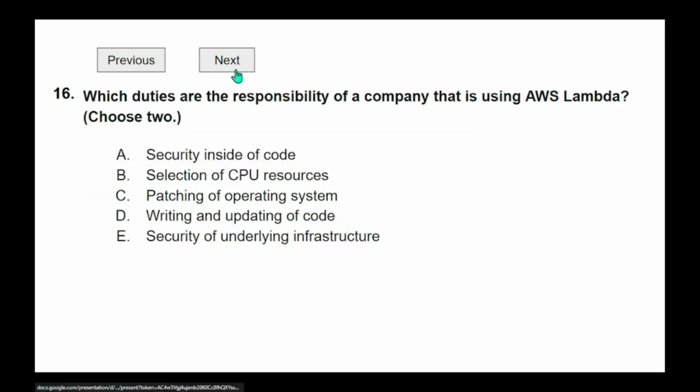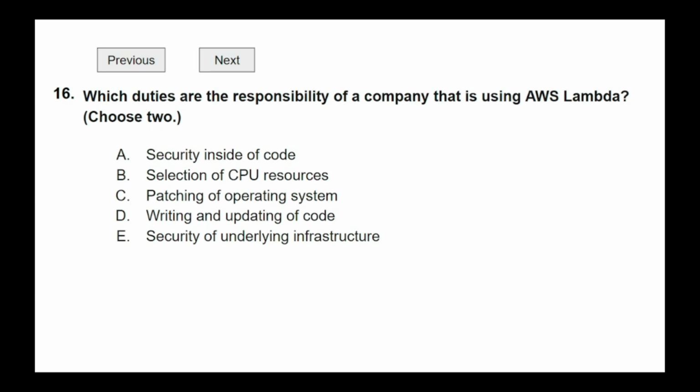Well, question 16. Which duties are the responsibility of a company that is using AWS Lambda? Choose two. Security inside of code, selection of CPU resources, patching an operating system, writing and updating of code. Option E, security of underlying infrastructure.